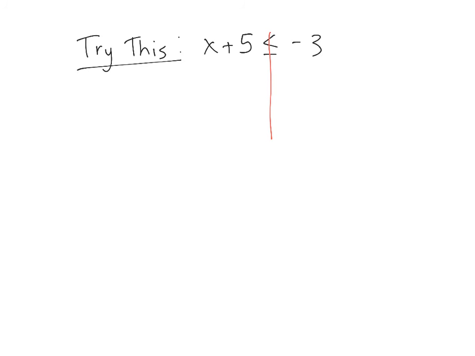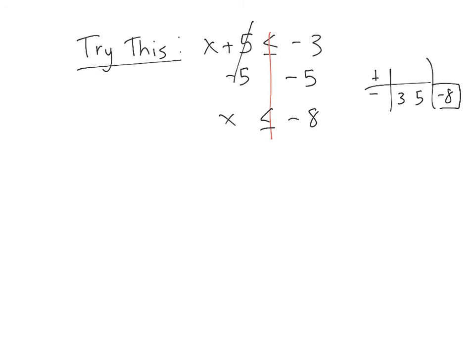All right, so on this one I'm undoing addition, so I'm going to undo addition by subtraction. So I'm going to subtract 5 off of both sides. In this case, negative 3, subtract negative 5, 3 negatives and 5 more negatives is going to make 8 negatives. So my net result of negative 3 and negative 5 is going to make negative 8. So I'm left with x less than or equal to negative 8 as my solution here.